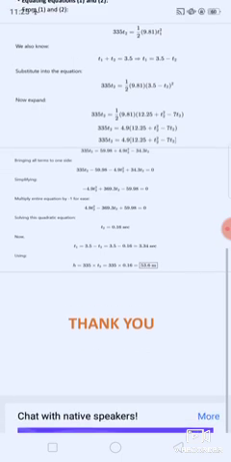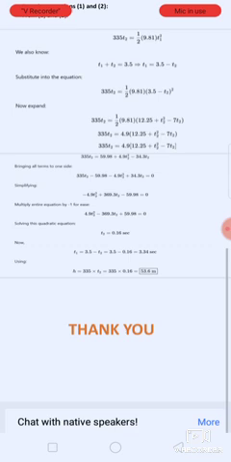Solving this quadratic equation, t2 is equal to 0.16 seconds. Now t1 is equal to 3.5 minus t2, which is 3.5 minus 0.16, equal to 3.34 seconds. Using h is equal to 335 into t2, which is 335 into 0.16, the answer is 53.6 meters. Thank you, sir.